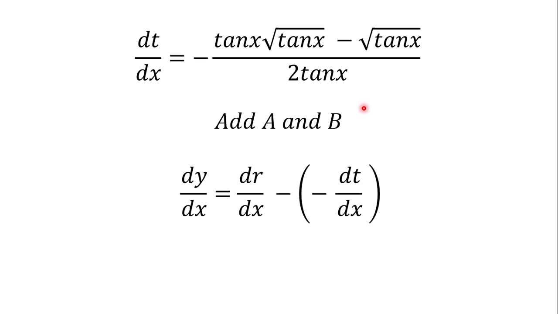This is it. The answer was what, negative. That is why dt over dx is negative here. This one is the original one, and this one is the answer we had to the b part. When you open the bracket, it will be all plus, right?